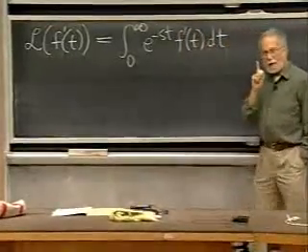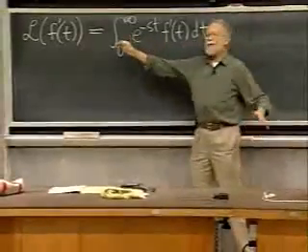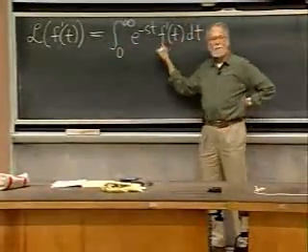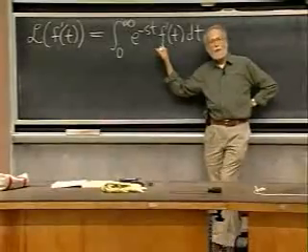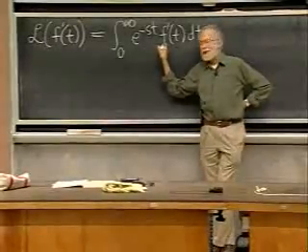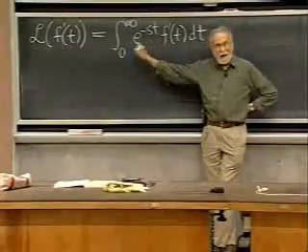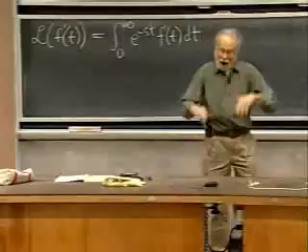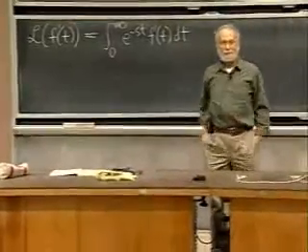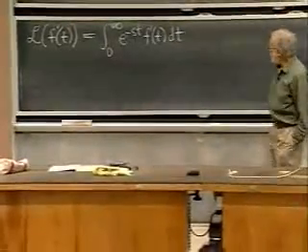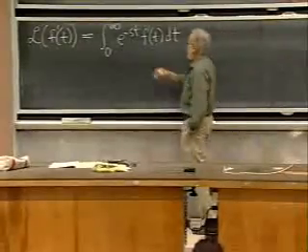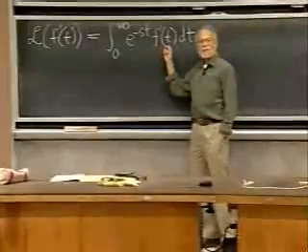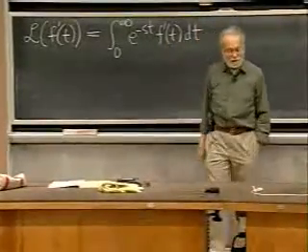Now, what am I looking for? I'm looking for somehow to transform this so that what appears here is not f prime of t, which I'm clueless about, but f of t. Because if this were f of t, this expression would be the Laplace transform of f of t, and I'm assuming I know that. So the question is, how do I do something clever to this that turns f prime of t into f of t?